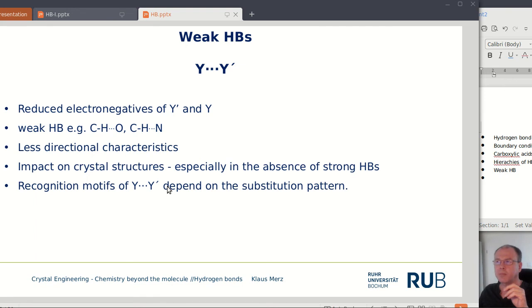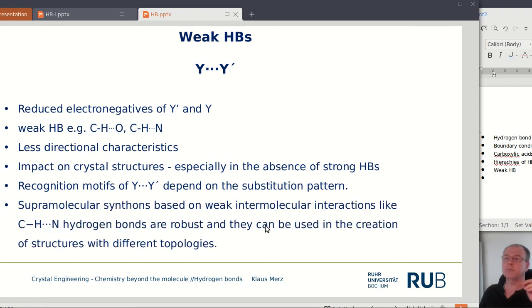And very important is that, attributed to the weakness of this intermolecular interaction, the position, the substitution pattern, or in general the location of a functional group is very important for the formation of hydrogen bond recognition motifs. Yeah? And it depends, as it's written here, on the substitution pattern.